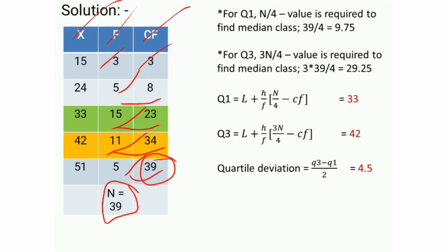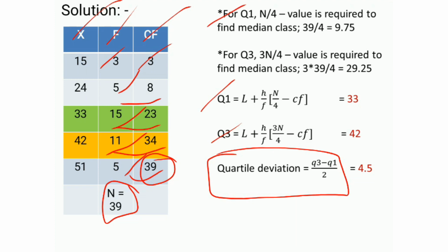What is the formula for quartile deviation? Quartile deviation is given by Q3 minus Q1 divided by 2. So in order to find quartile deviation, we need to find two quartiles, that is Q1 and Q3. We call them the upper quartile and lower quartile, or first quartile and third quartile. So let us go with calculating the first quartile.